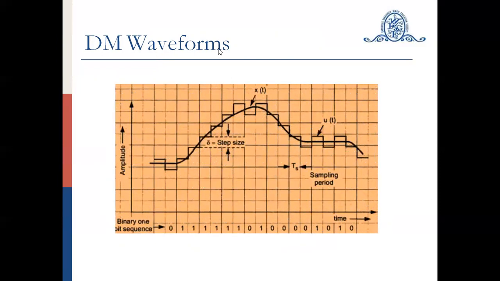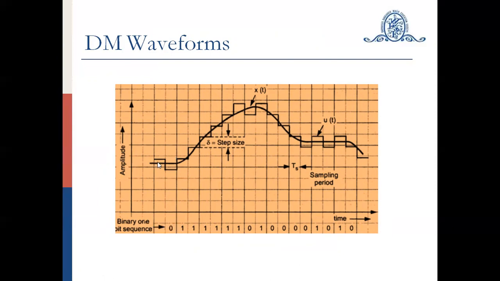So we can see here, this wave is x of t, which is an analog signal. u of t is the approximated signal. On the x-axis, we can see the time, and on the y-axis, we can see the amplitude. This approximated waveform is represented with a binary sequence, so obviously it will be in terms of ones and zeros. Let us see this.